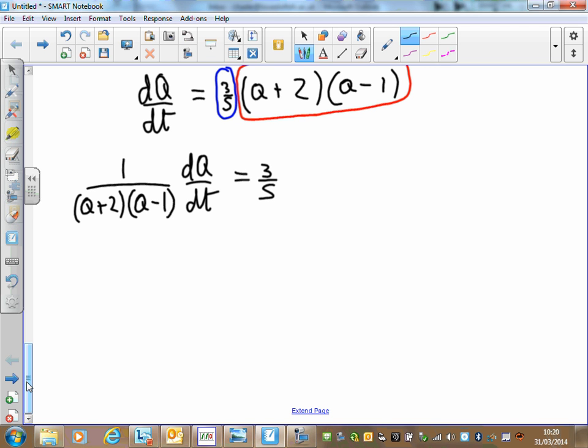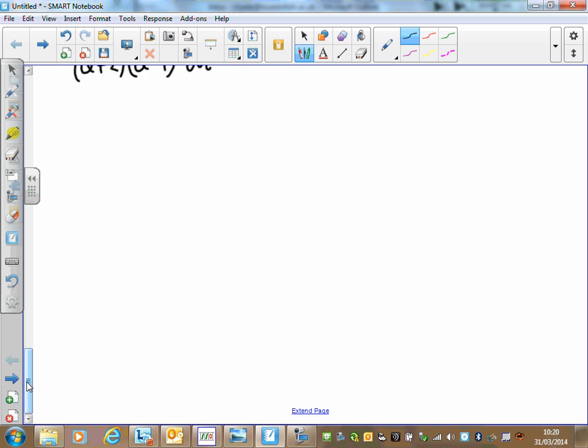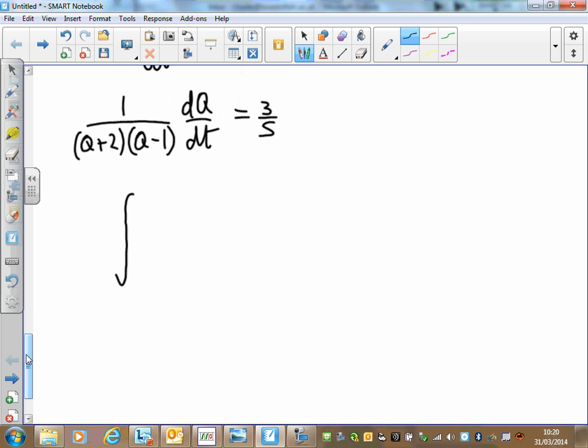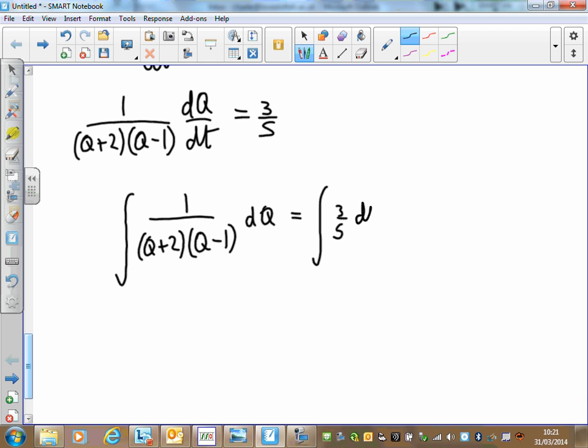Okay, now, what do we do now, Alan? Integrate, yes. So we get the integral of 1 over (Q plus 2)(Q minus 1) dQ is equal to the integral of 3/5 dt. Now, if we integrate, this is a piece of cake. 3/5 integrated becomes 3/5 t.